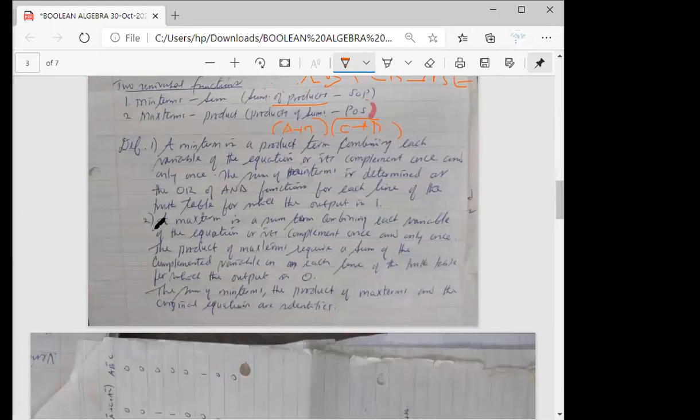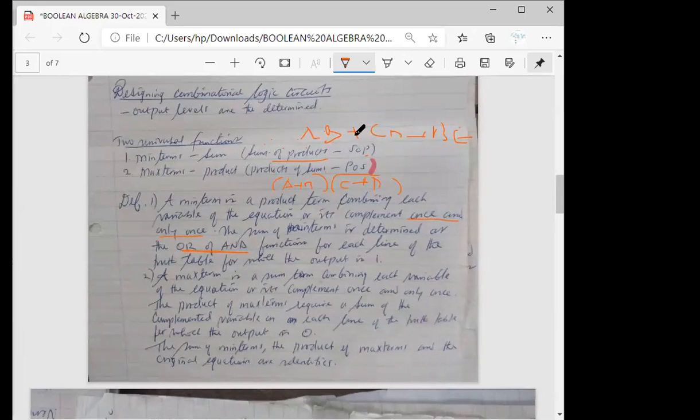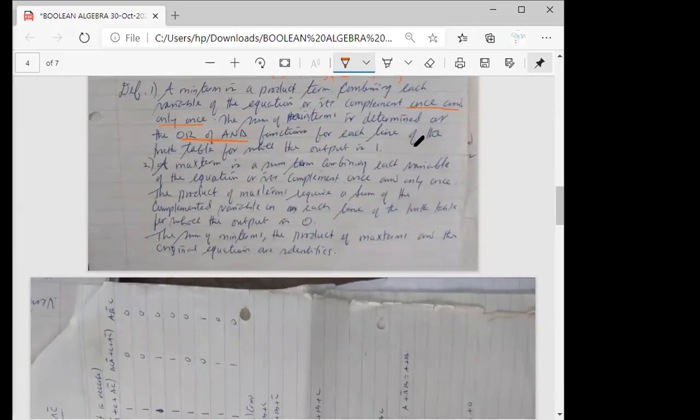Now, what is a min term? A min term is a product term combining each variable of the equation or its complement once and only once. The sum of min terms is determined as OR of ANDs. These are ANDs, and now we're getting their OR. OR means the addition function for each line in the truth table where the output is 1.